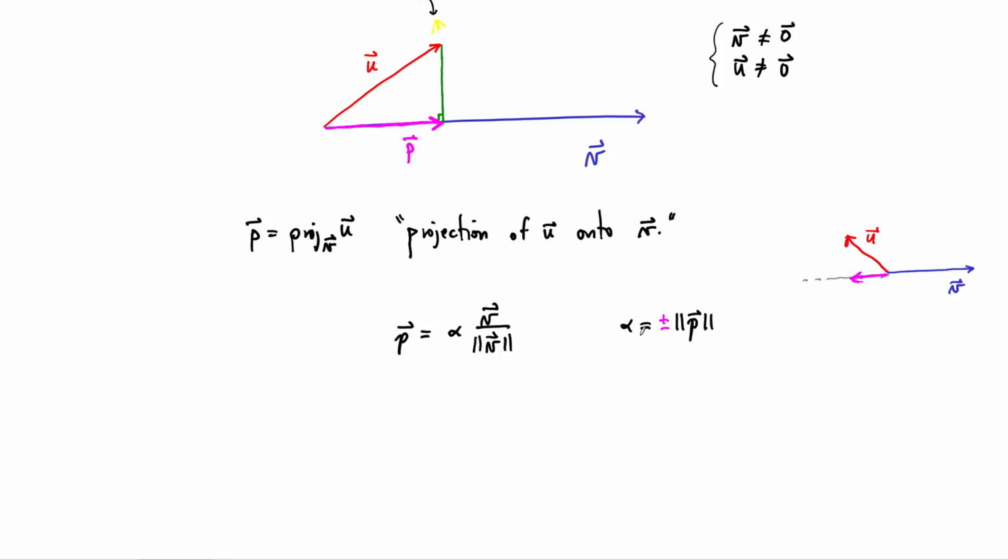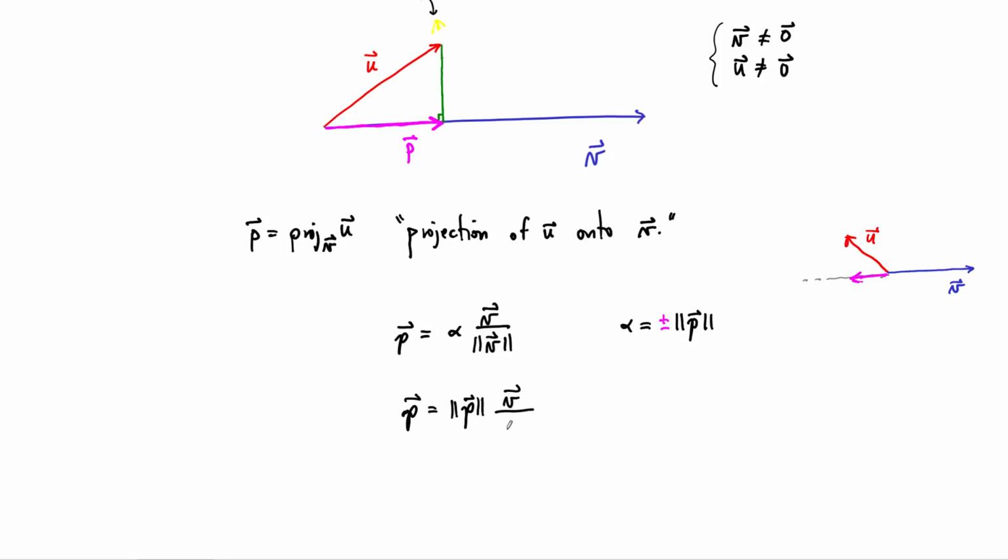But for the sake of this argument, let's say that alpha is equal to, again, just by this picture, and then we can generalize, let's say that alpha is equal to the length of p. So this p is then going to be equal to the length of p times the unit vector, so this is a number, right?